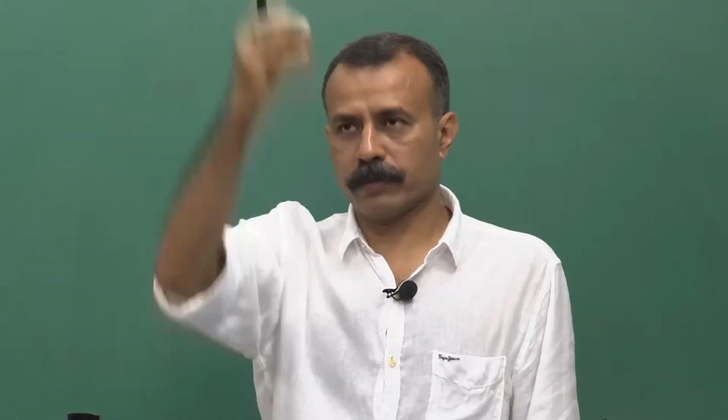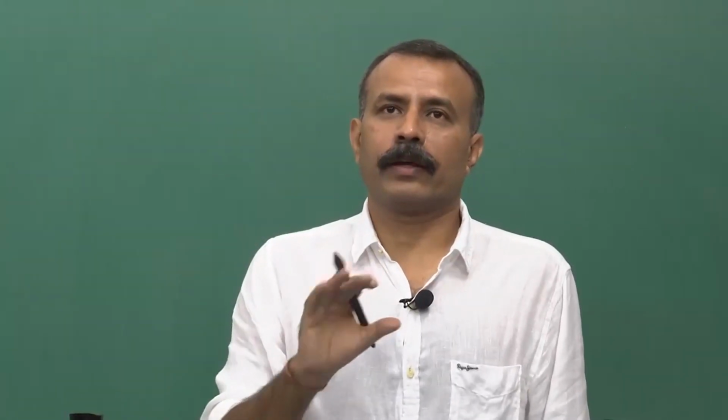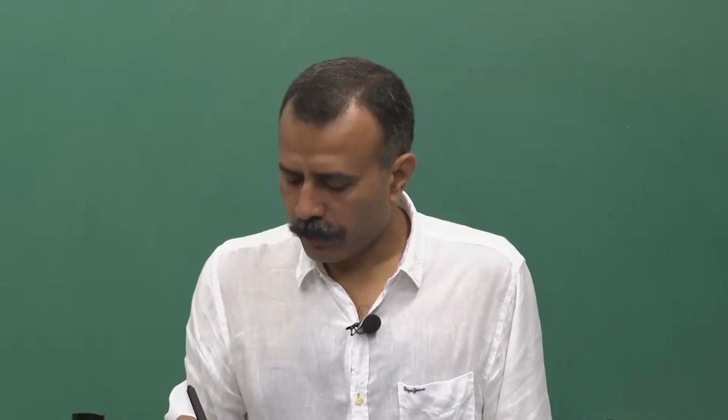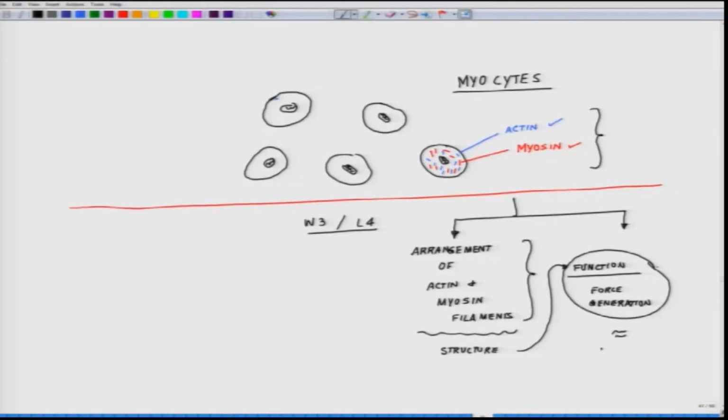Now, this is something where I am putting a bomb there, like from where this electrical activity came. Okay, I will come to this. I am just putting electrical activity at this point. So, let me digress a little before I come back to this part, the arrangement of the actin and the myosin filament and the structure.